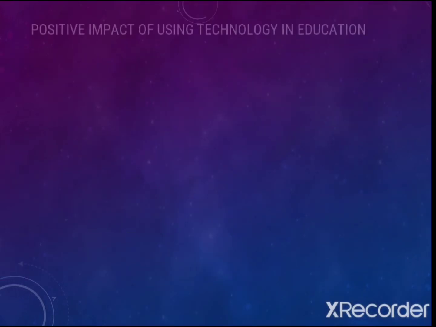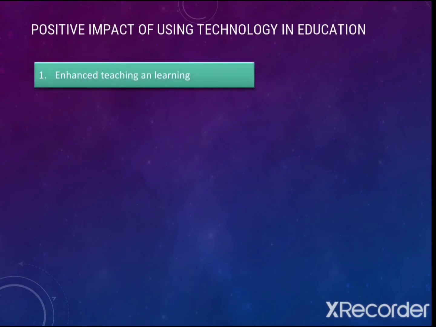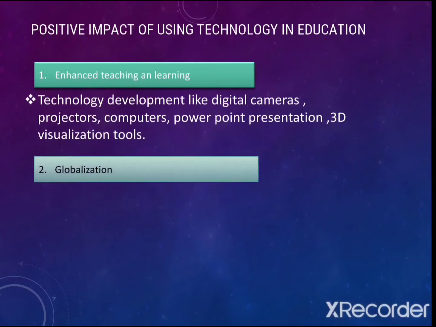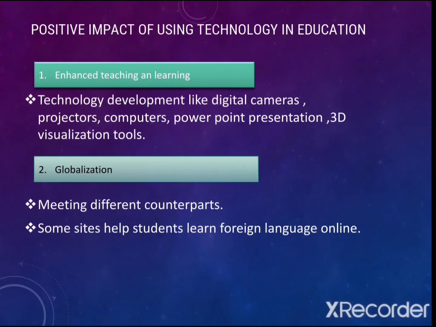Positive impact of using technology in education. Number 1. Enhanced teaching and learning through technological development like digital cameras, projectors, computers, PowerPoint presentations, and 3D visualization tools. All these have become great sources for teaching. Number 2. Globalization, meeting different counterparts through video without leaving the classroom. Some sites are used to help students learn foreign languages online.